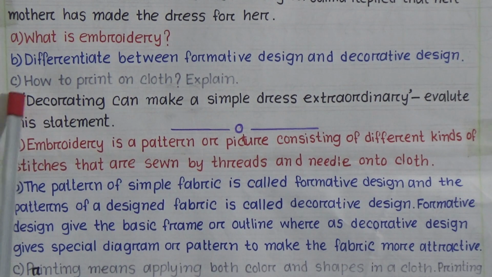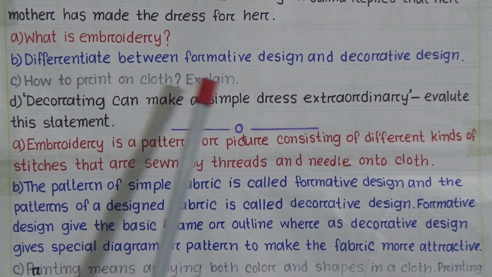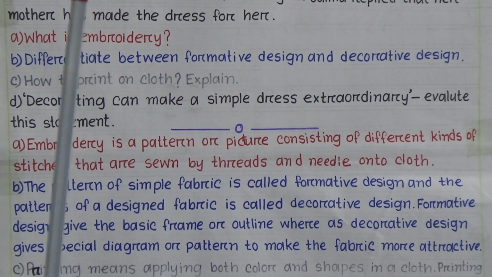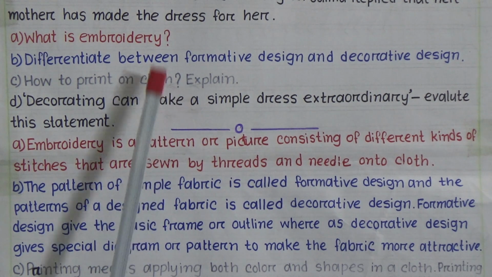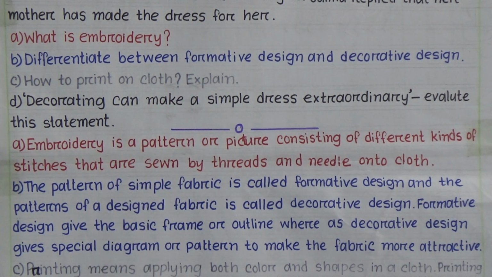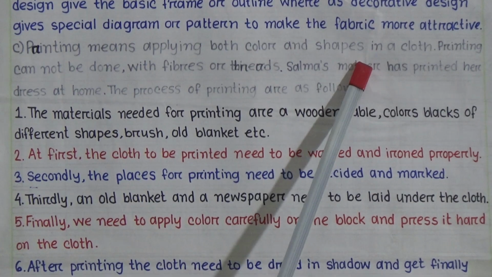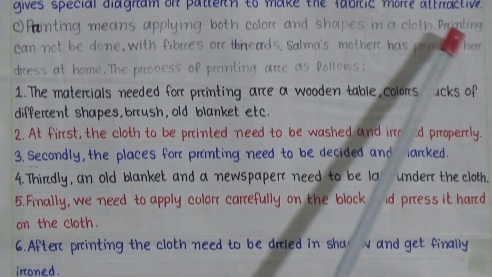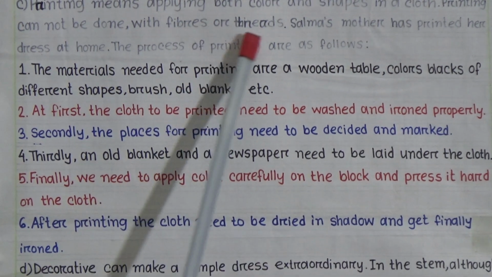Now come to question number C. How to print on cloth? Explain. I'm repeating. How to print on cloth? You have to explain the process. So the process is here. Printing means applying both color and shapes on a cloth. Printing cannot be done with fibers or threads.